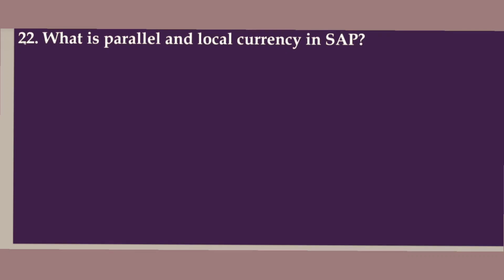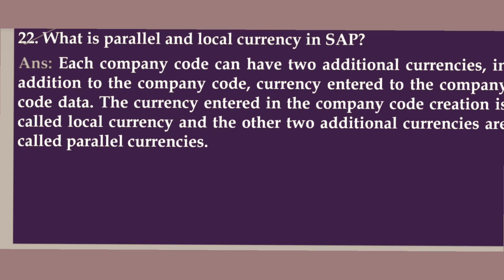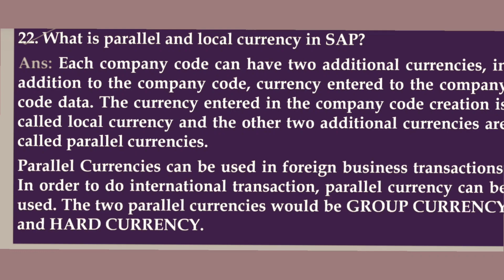What is parallel and local currency in SAP? Each company code can have two additional currencies in addition to the company code currency. The currency entered in the company code creation is called local currency, and the other two additional currencies are parallel currencies. Parallel currencies can be used in business transactions in order to do international transactions. The two parallel currencies would be group currency and hard currency.